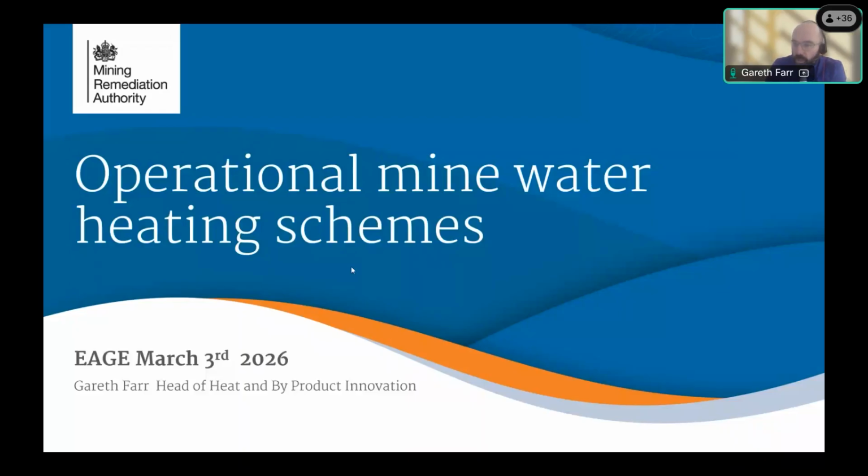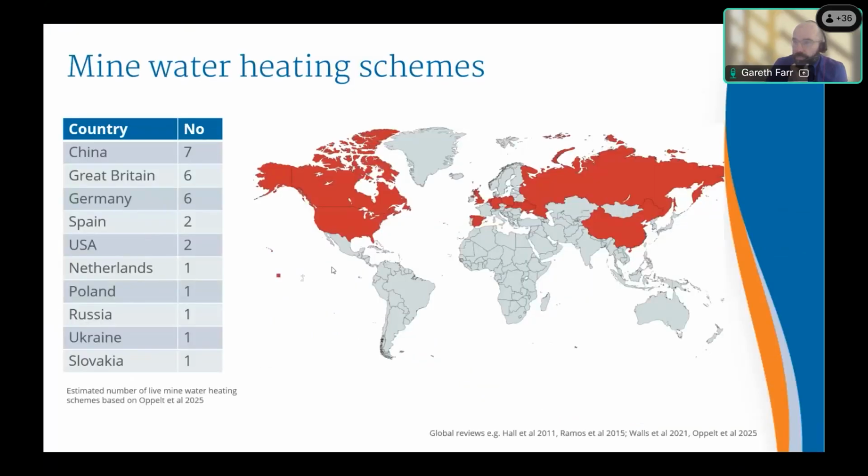So hopefully that's what I can tell you about now over the next few minutes. So like Elke, I also used that recent paper as well. I may have come up with slightly different numbers, so we obviously need to have a little bit of a chinwag about that. But this map really shows the kind of countries that have got some mine water heating schemes. These are specifically coal mine water heating schemes.